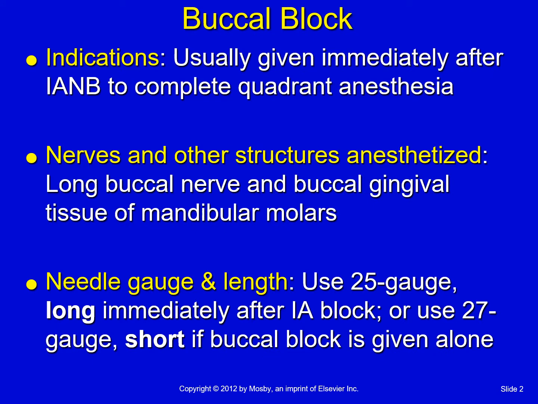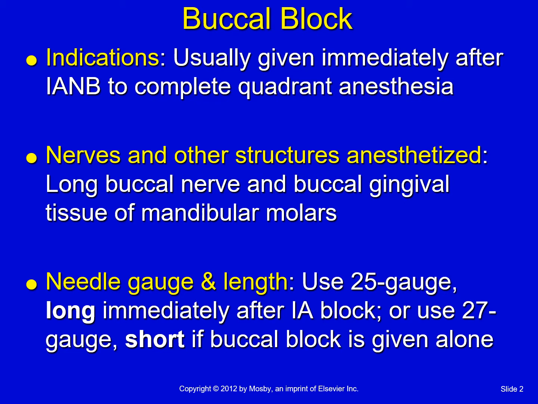Okay, so we usually give this immediately after the IA to complete the quadrant. What happens is you'll have a long needle to give the IA nerve block or the IANB. And when you come out of that, you just go right into the buccal. You don't stop and make your needle safe. Usually you could, but usually it is just easier to go ahead and come out and then swing your barrel around to the buccal side and give this buccal block. And then you make your needle safe.